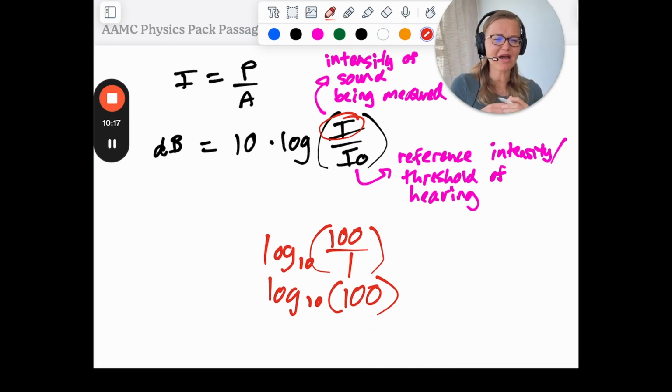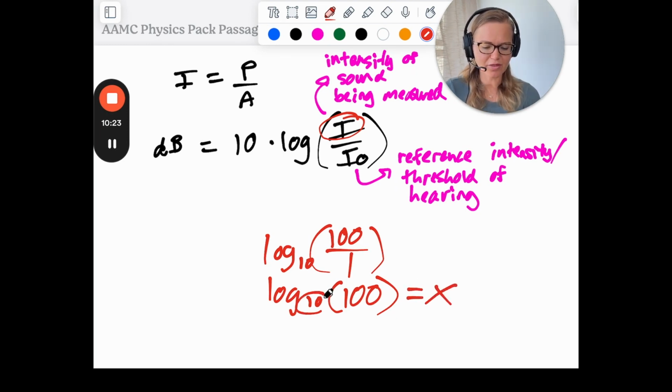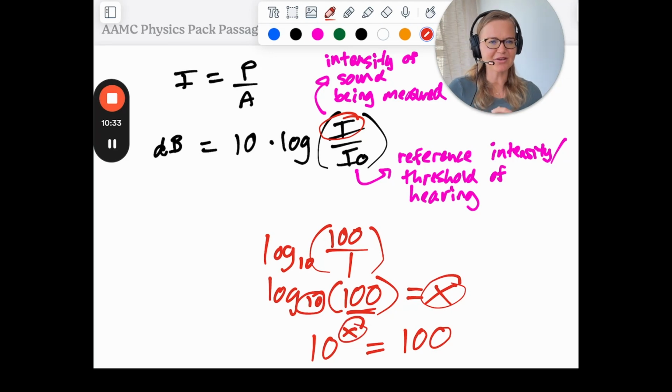So again, anytime you have log base 10 of something like this, log base 10 of 100, I would just set it equal to x. And then you're going to do the base here raised to the x power. So 10 to the x equals the thing inside of parentheses, so equals 100. And then we just have to ask ourselves, what does that x need to be for us to get that 100? And here we know x would need to be 2 in this example.